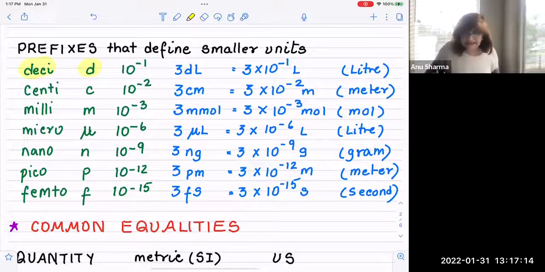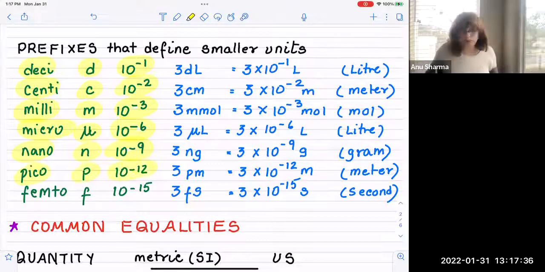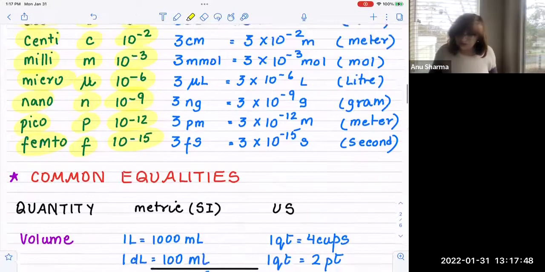Deci is shown as D, and it means 10 to the power minus 1. Centi is C, 10 to the power minus 2. Milli is M, 10 to the power minus 3. Micro is the Greek symbol mu, 10 to the power minus 6. Nano, N, 10 to the power minus 9. Pico, P, 10 to the power minus 12, femto, F, 10 to the power minus 15. Okay, and so these negative exponents mean that these are small measurements.